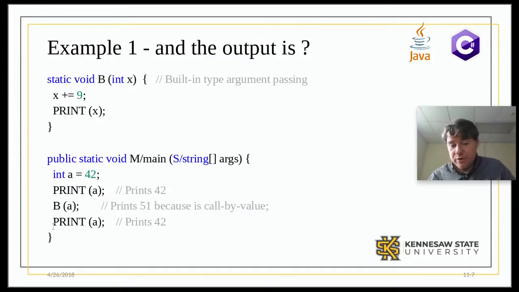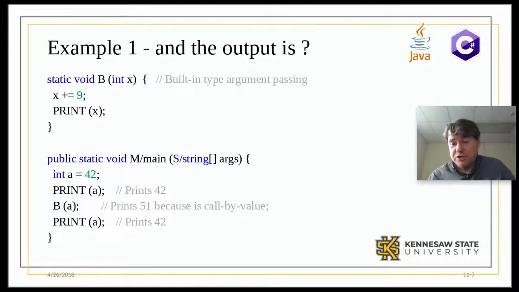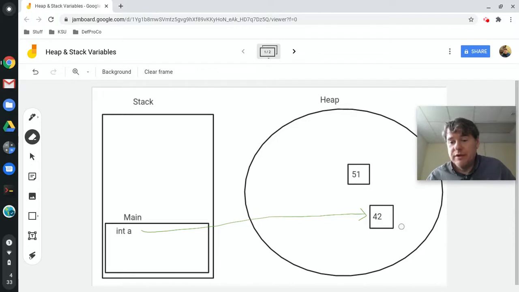Down here, we go on and we print A, and as you can see, A has not been changed by any of that, so A is still equal to the number 42. So it prints out 42, and that answers what's going on there. Let's go through the other example, and then I'll come back to what happened to our poor little 51 up there.